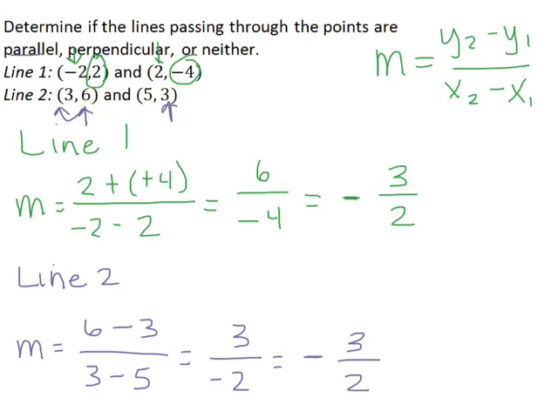Now I need to determine if these are parallel, perpendicular, or neither. So I look at the two slopes, I see that they are both negative and they are both 3/2, so they're the same.